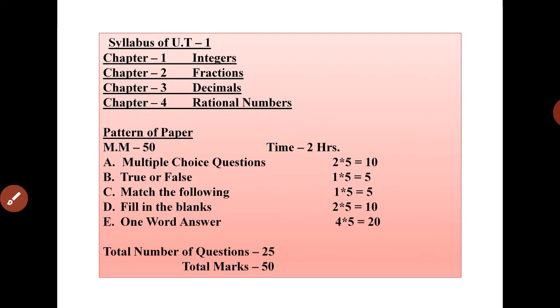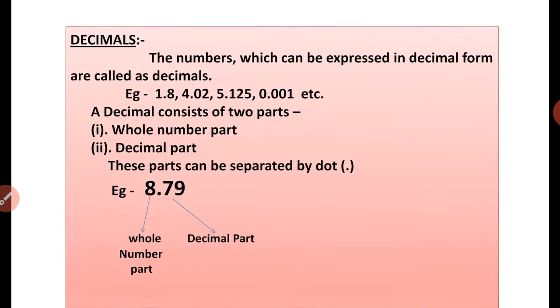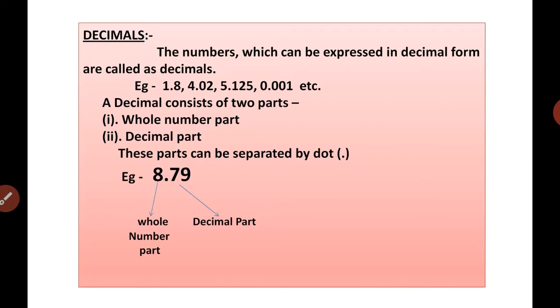Now after this, see decimal. Here chapter 3 starts. Chapter 3 is decimal. In decimal, first of all I would like to start from the definition of decimal. So what is decimal? The numbers which can be expressed in decimal form are called decimals. For example 1.8, 4.2, 5.125, 0.001, all these are decimal numbers.